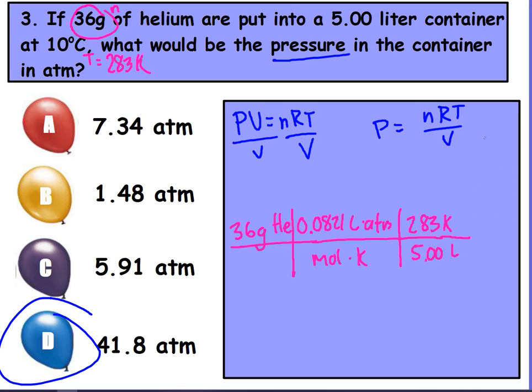So if I cancel everything out, liters cancels out, K cancels out. All right, I'm left with grams, moles, and atm. I only want to keep atm, so I need to get rid of grams and moles. Well, you should know for every 1 mole is the molar mass. So if we're talking about helium, if you look on the periodic table, helium's mass is 4.00. And so grams now cancels out, and so does moles. Now I only have atm. If I plug this in, multiply the top, divide by the bottom, I should get 41.8 atm. And that's your answer.